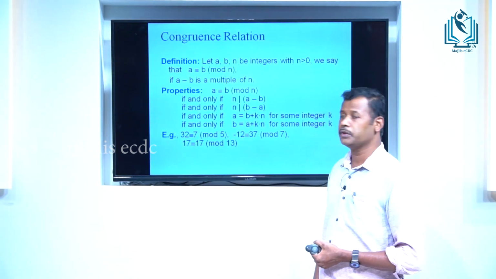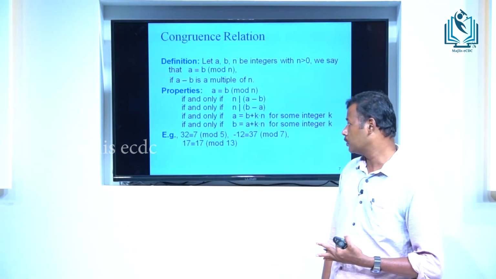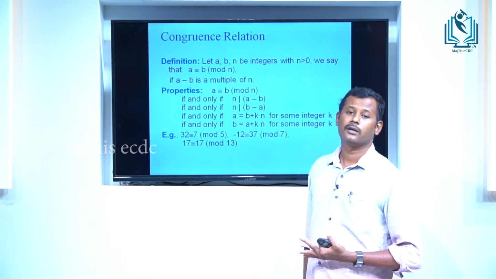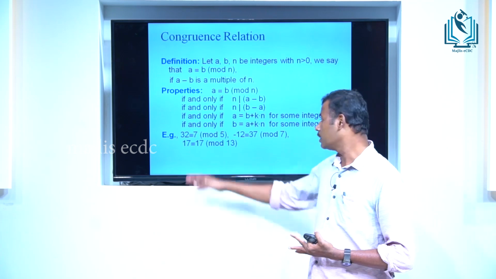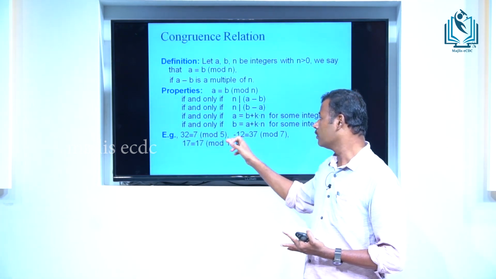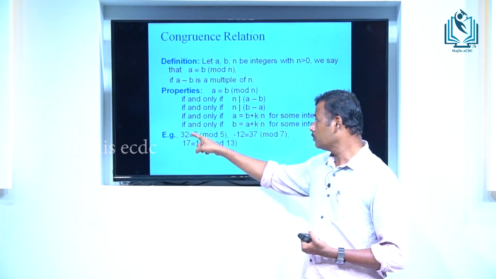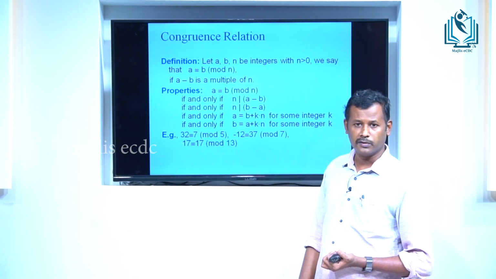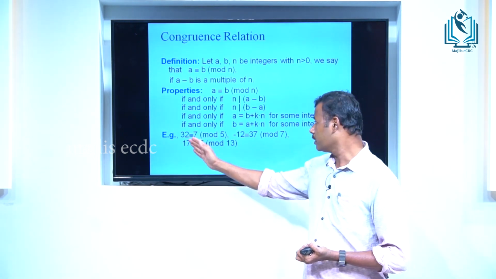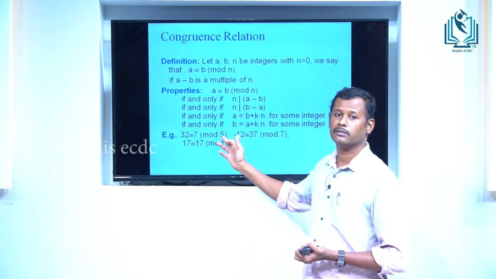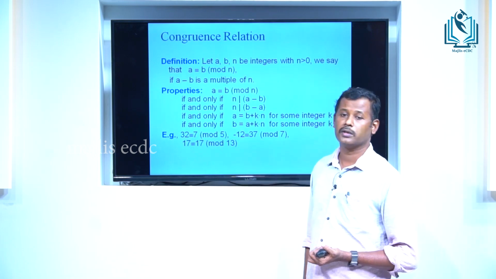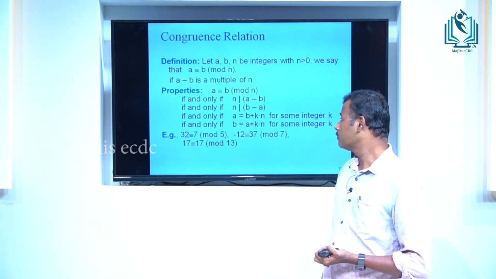Example: choose any number, 32. 32 is congruent to 7 mod 5. That means 32 minus 7 equals 25. 25 is a multiple of 5. Okay. Therefore, 32 is congruent to 7 mod 5.